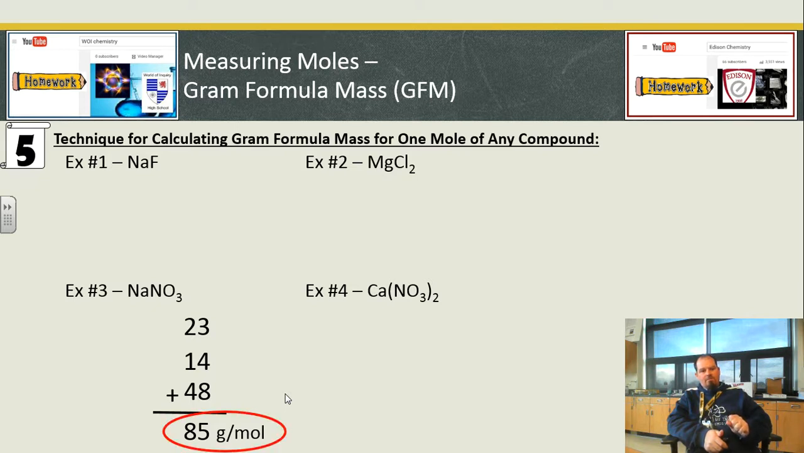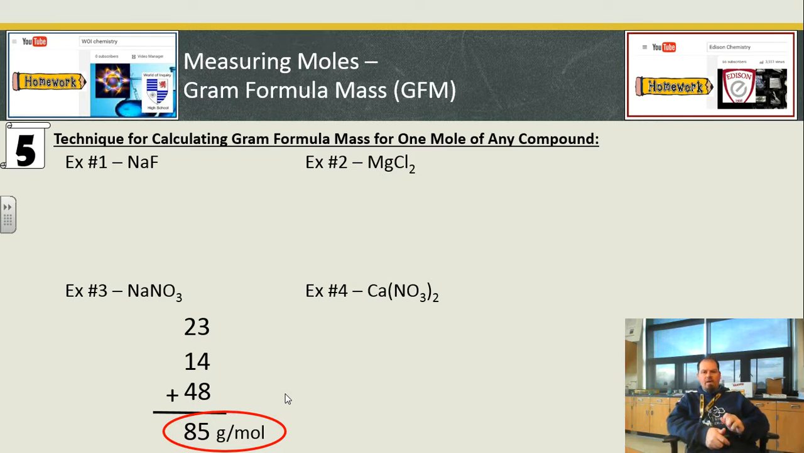It's so important. When I get 85 grams of NaNO3, I have exactly 6.02 times 10 to the 23rd molecules of NaNO3. So per mole, that's huge. So now we're going to be able to get somewhere now that we have this number with those units.